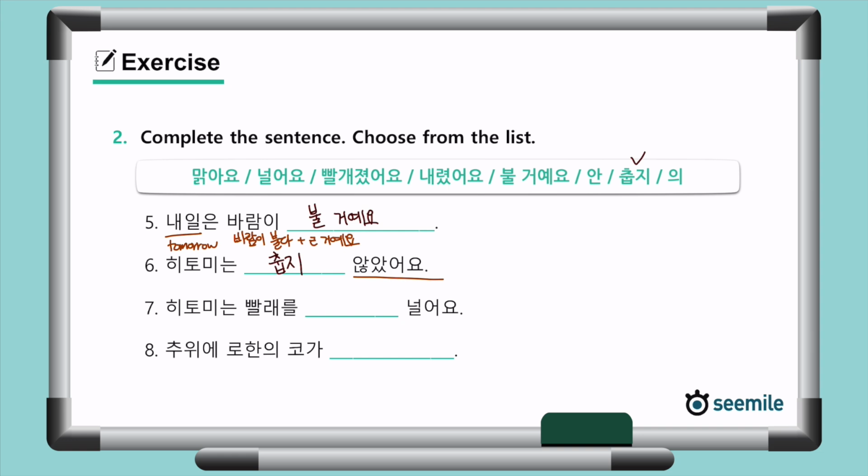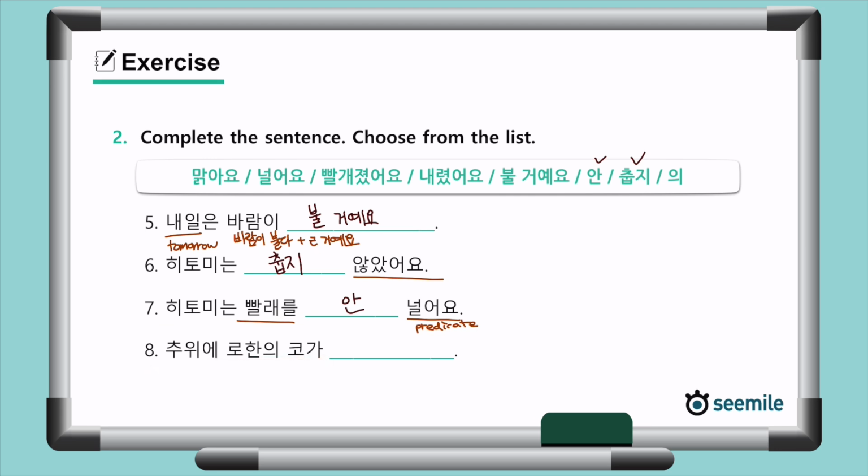Number 7. 히토미는 빨래를 널어요. Okay, it is grammatically correct in and of itself. It means Hitomi is hanging the laundry. The blank is before the predicate, so only 안 out of the words on the list can be used with it, making the whole sentence negative. 히토미는 빨래를 안 널어요.